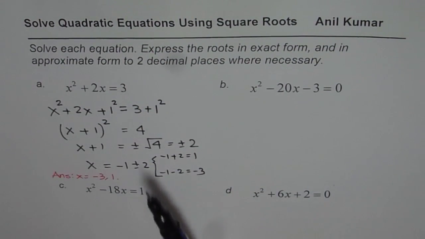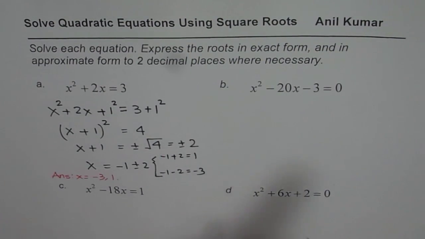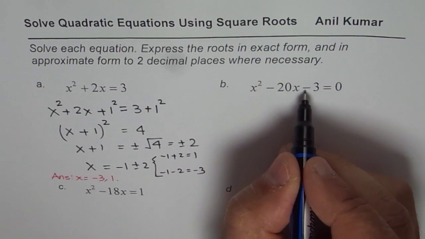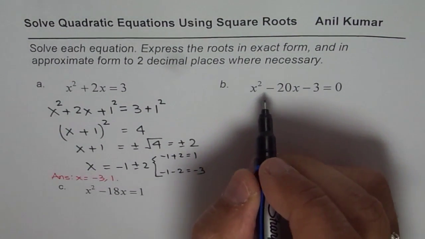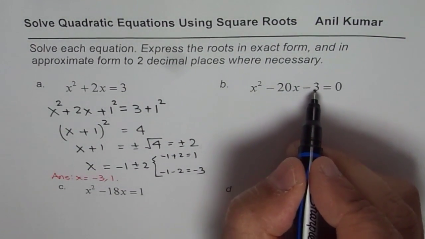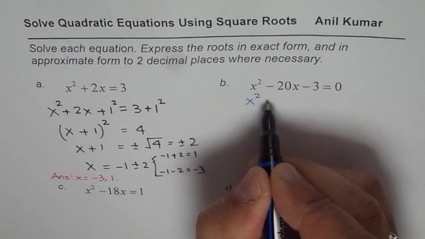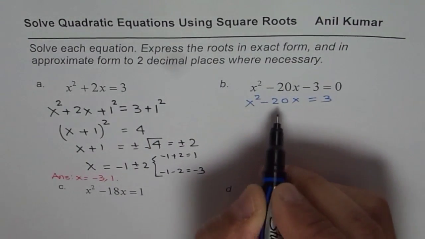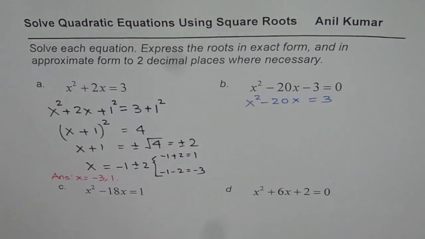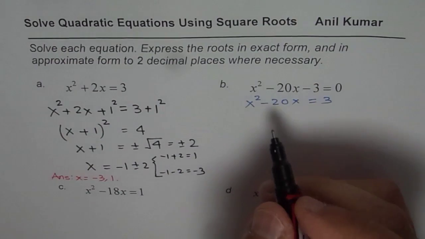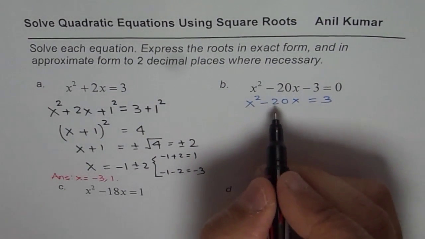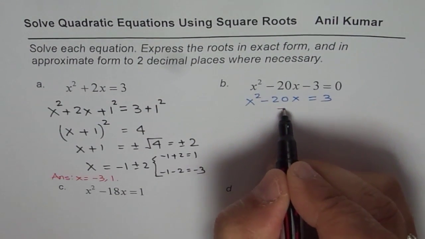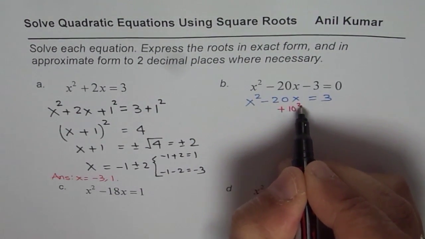Let us follow the same process and solve this one. Here the equation is x squared minus 20x minus 3 equals 0. Now let me take 3 to the other side. So we have x squared minus 20x equals 3. To make it a perfect square, I need to add what, on both sides? What is half of 20? Half of 20 is 10. Let us add 10 squared on both sides.